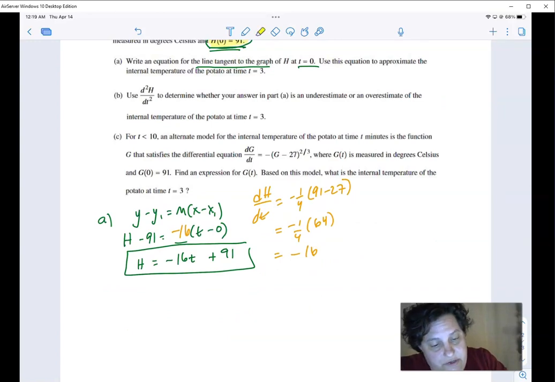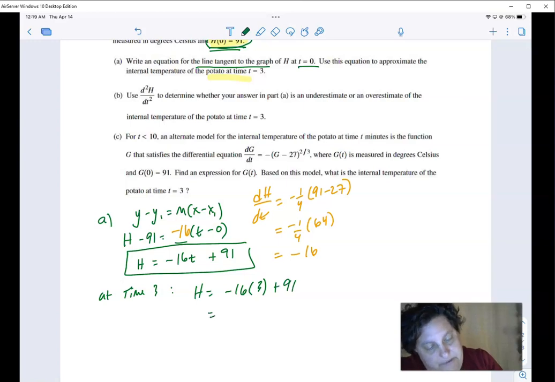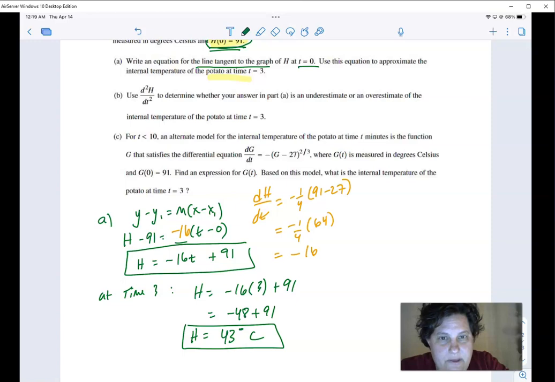Use this equation to approximate the internal temperature of the potato at time 3. So at time 3, using this line, that's going to be negative 48 plus 91. So the internal temperature is going to be 43 degrees Celsius at time 3. Okay? Cool. Pretty straightforward. So that's the tangent line.